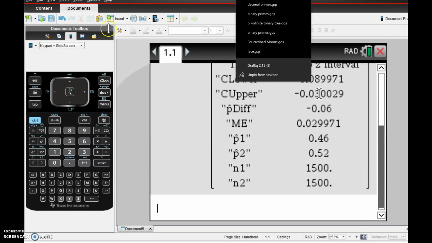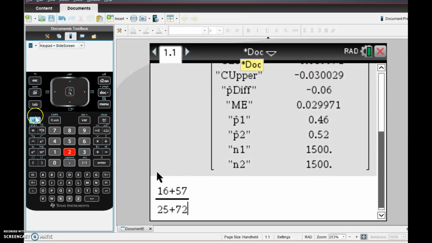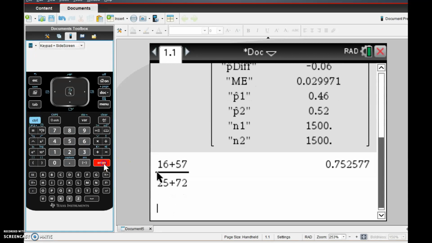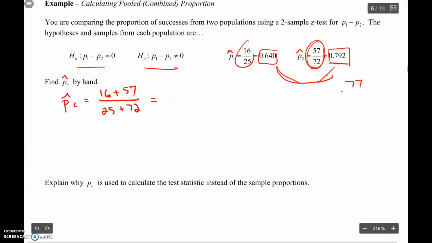So let's put that into our calculator. Hit Control Enter. I put it in my calculator already. 75%. 753. Okay. And it's a little closer to this one than it is to that one.